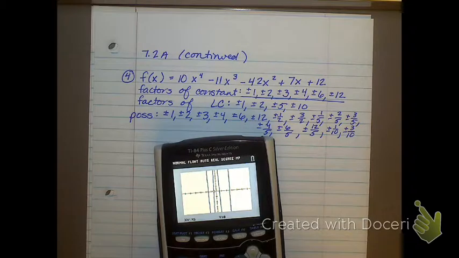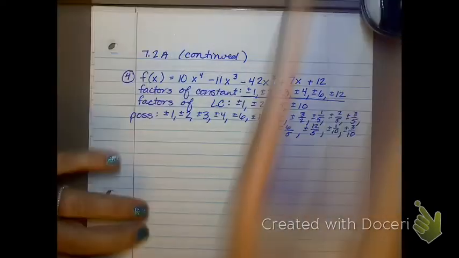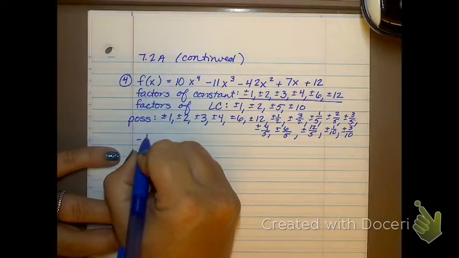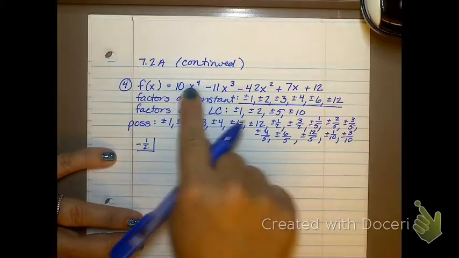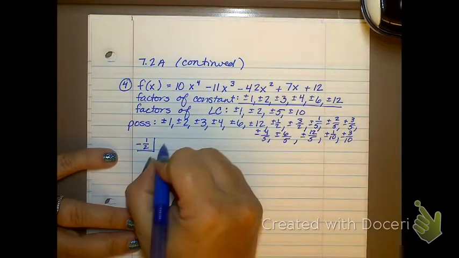Negative 0.5, that could be one. Should we try it? Negative 1/2? Yeah. That's one of our numbers. Let's try it. Negative 1/2 as my box number. Do I have any placeholders that I need? No. 4, 3, 2, 1, 0. No. So let's go ahead and do this one.